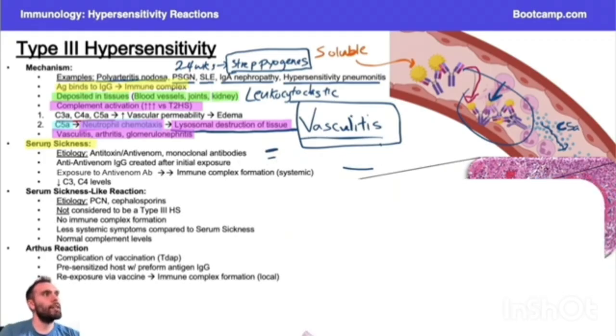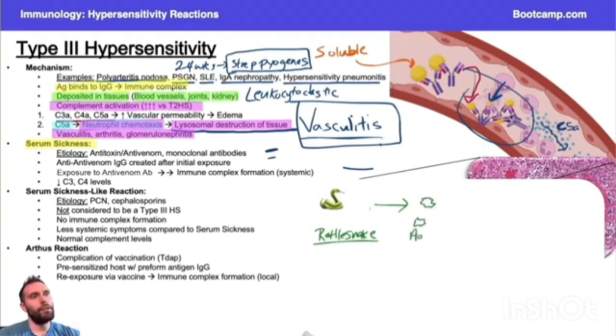Okay, so when we're talking about serum sickness, the classic way this is going to get asked about is usually with antitoxin or antivenom. So let's just say that we have a patient that gets bitten by a rattlesnake, okay? This rattlesnake is essentially going to inject some type of antigen into this patient that's going to cause an inflammatory response. And we want to give this patient an antitoxin to that antigen, right?